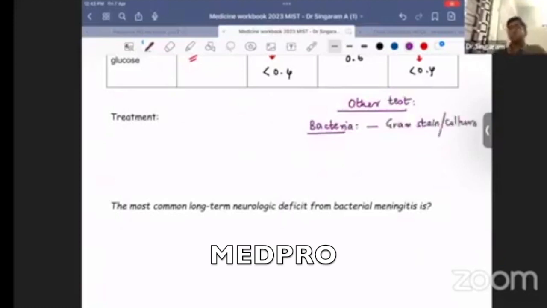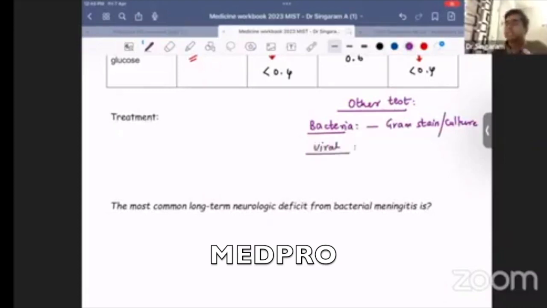Okay, we have to do the bacterial culture and the gram stain. What about virus? Can we do any culture testing for the virus? No, not required. For virus, what you have to do is look for the viral antigen.